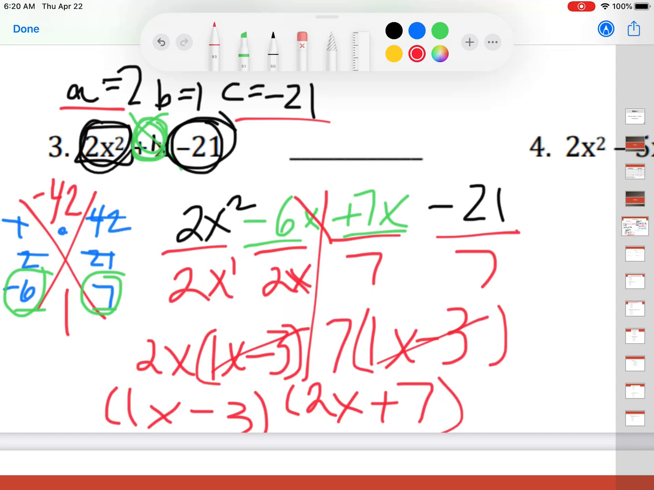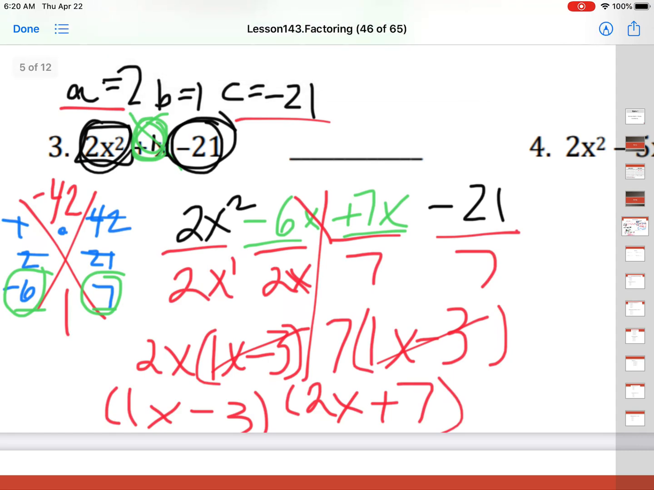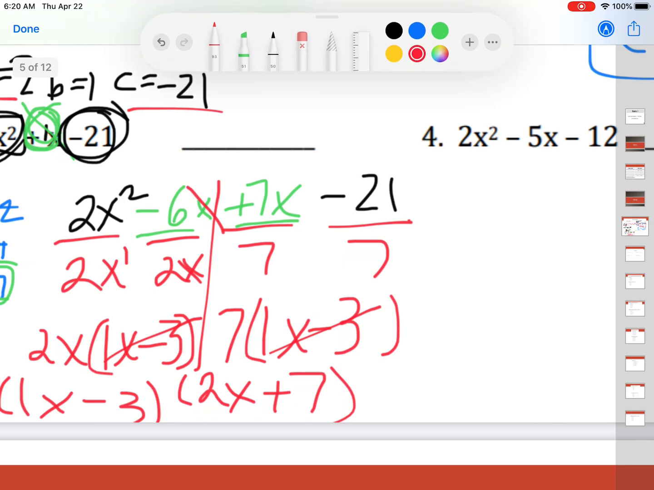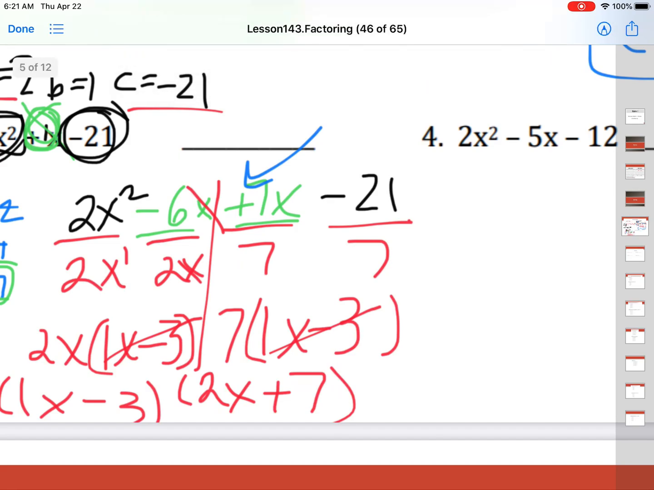Okay, when you're ready, go ahead and try number 4. In number 4, be careful: if this term is a negative, you'll have to take out a negative with your answer. So if that's a negative, you'll take out a negative when you do this here. This one was not a negative, so I did not have to take a negative out. Okay, go ahead, try number 4.